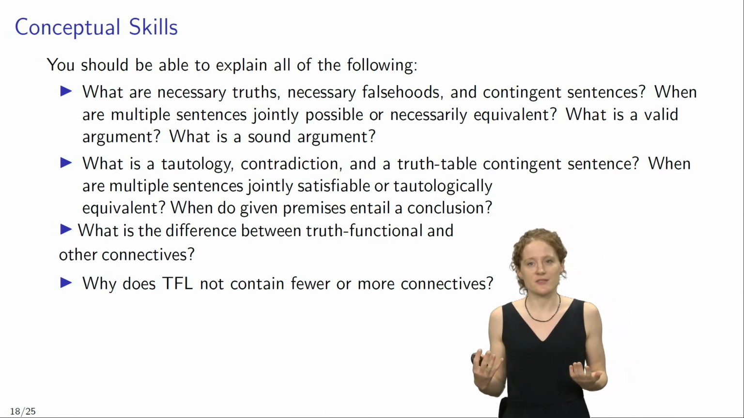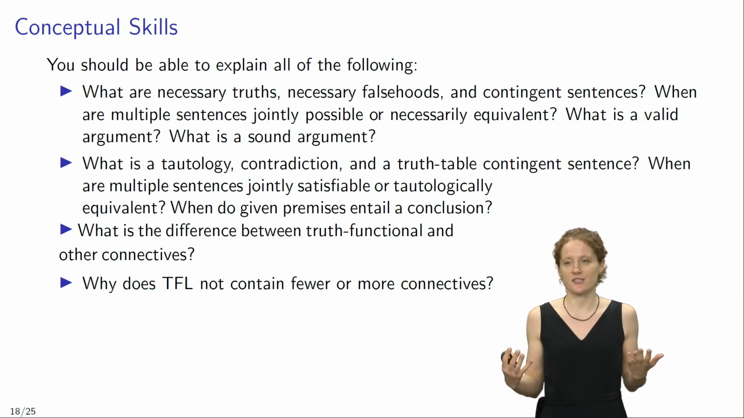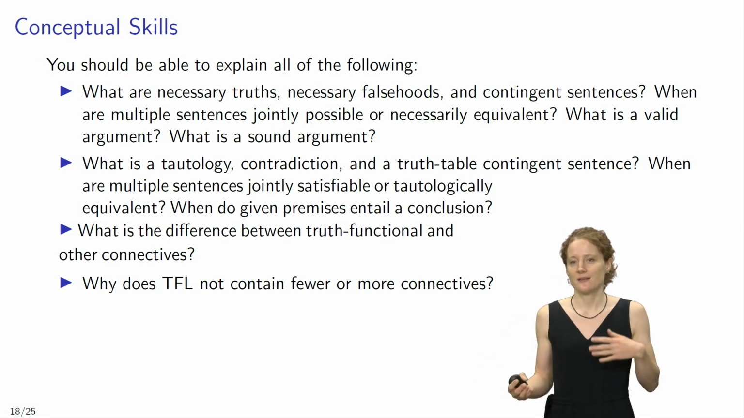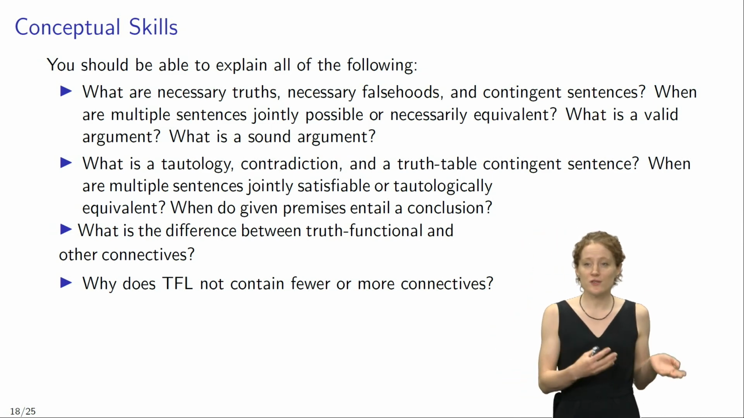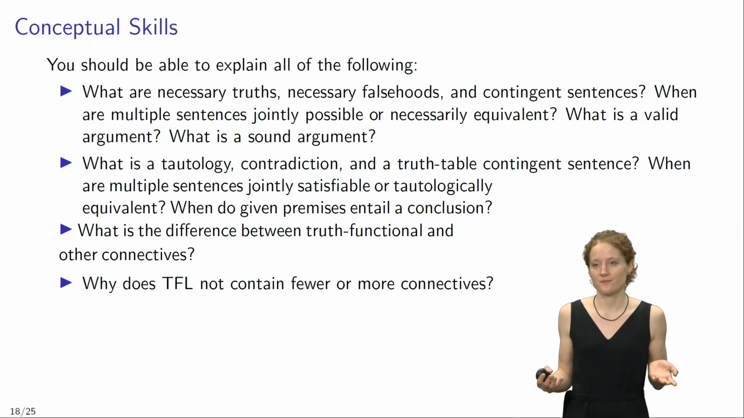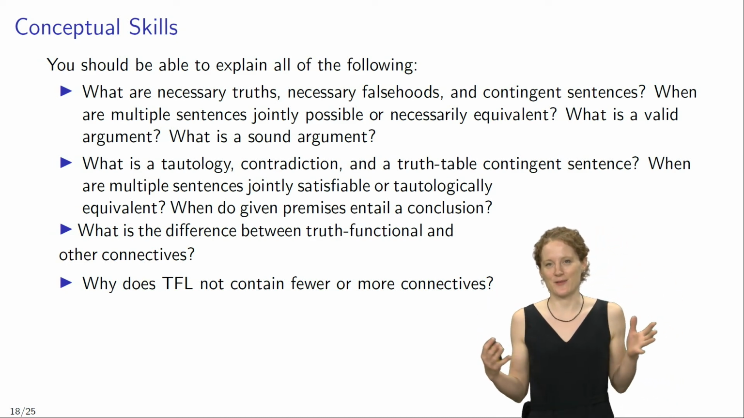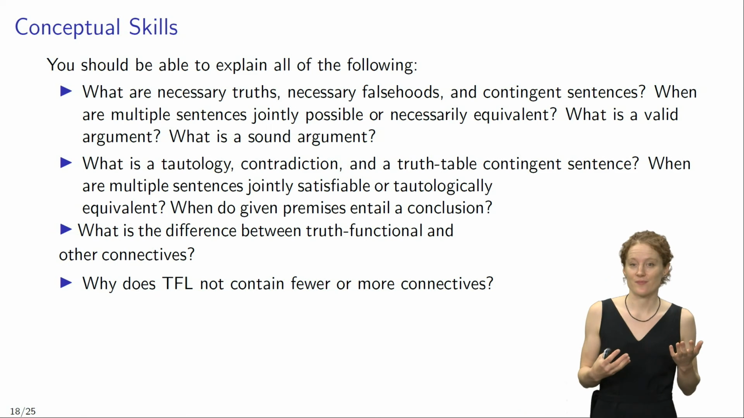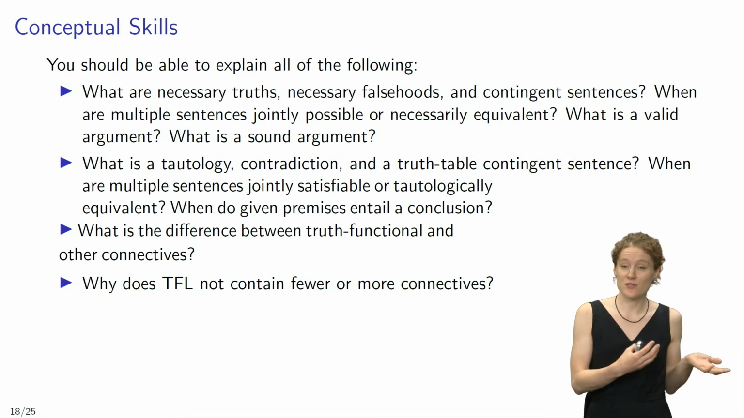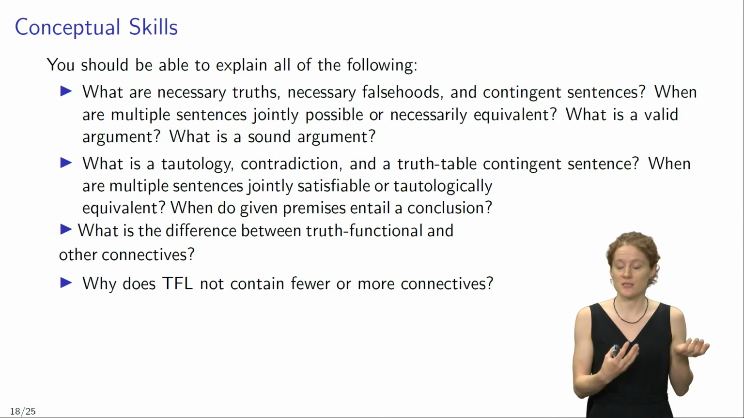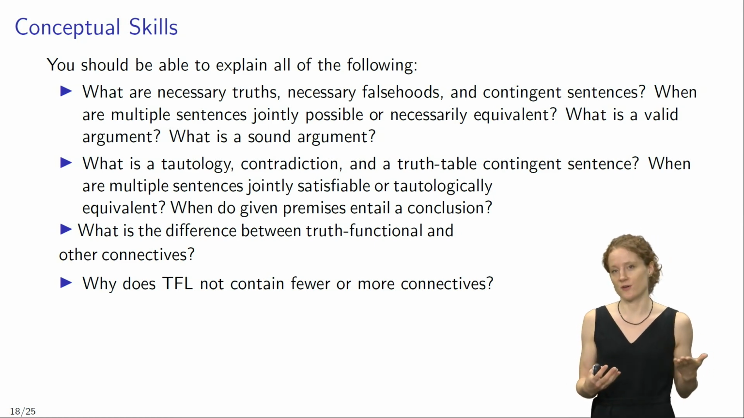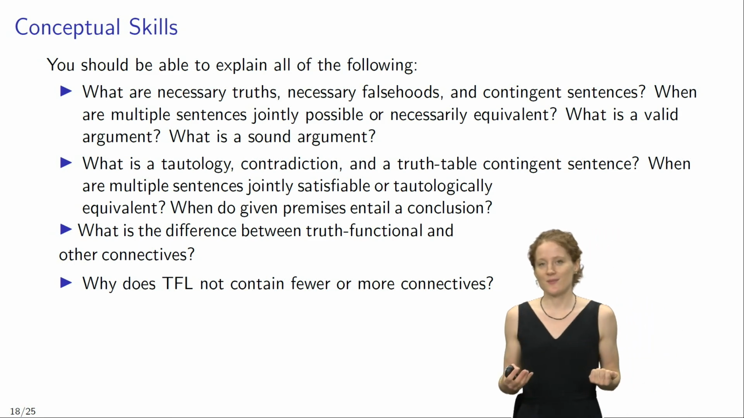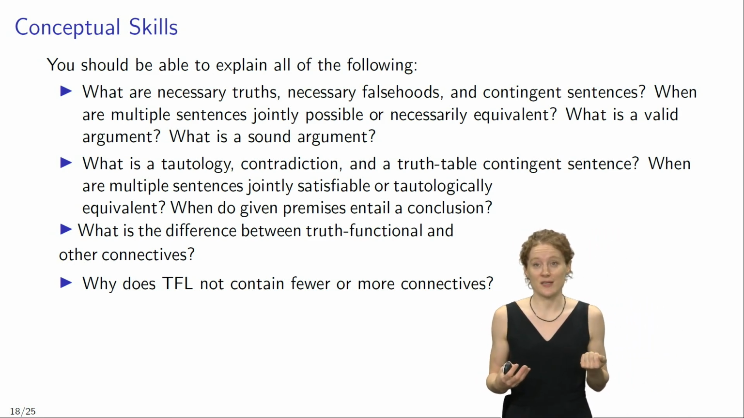Similarly, you should also be able to explain what is a tautology, a contradiction, or a truth-table contingent sentence. When are multiple sentences jointly satisfiable or tautologically equivalent? And when do given premises entail a conclusion? That was the second big batch of concepts that we introduced. And then we discussed the truth functional and other connectives, and you should be able to explain what the difference between these two is. And we discussed the question, why does TFL not contain fewer or more connectives? So these are the main concepts that we have studied and that you should be able to apply.